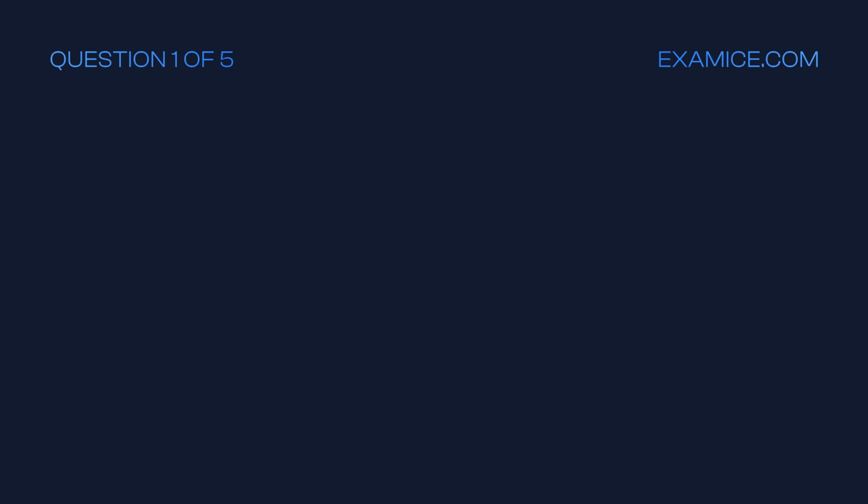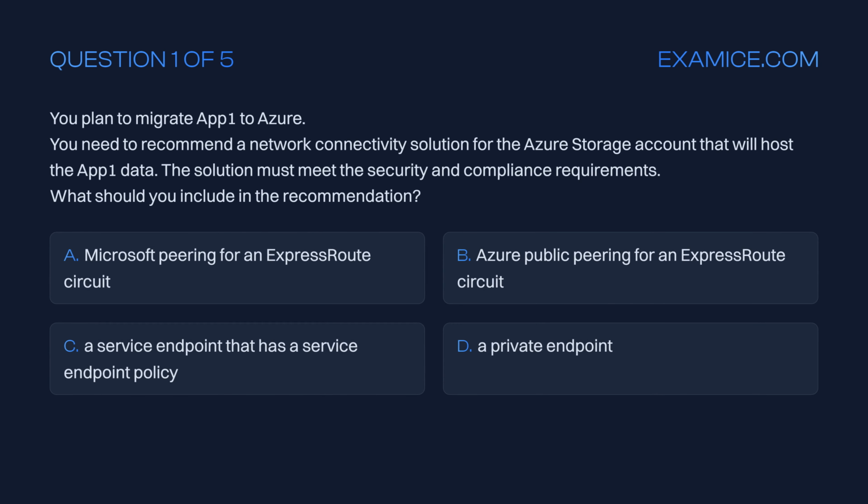Question 1. You plan to migrate App 1 to Azure. You need to recommend a network connectivity solution for the Azure storage account that will host the App 1 data. The solution must meet the security and compliance requirements. What should you include in the recommendation? Option A, Microsoft peering for an ExpressRoute circuit. Option B, Azure public peering for an ExpressRoute circuit. Option C, a service endpoint that has a service endpoint policy. Option D, a private endpoint.